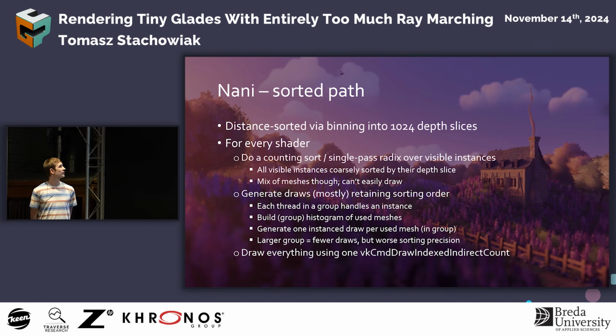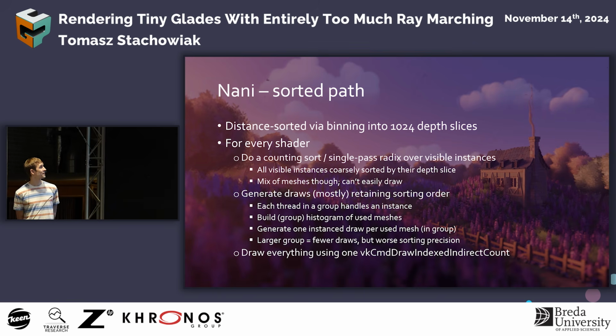in groups. And in each group, we generate a mini histogram of which meshes are actually visible, which means that if you happen to have the same mesh and just, say, 32 instances of them, you issue just one draw from that. But if you have a mixture, you do as many draws as you have meshes within the group. And you can fine-tune just how much sorting you get and how many draws you generate by just changing the group size in that process.